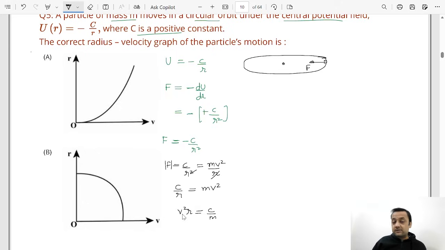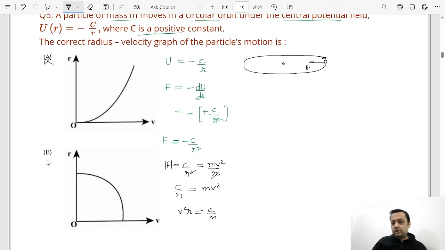Okay, because the product of v and r is constant. That means, in fact, if you look like this. Let me tell you one thing: option A is wrong. Why is option A wrong? Because here v is increasing and r is also increasing, which is wrong because, as I said, if one variable is increasing, then the other variable should decrease.